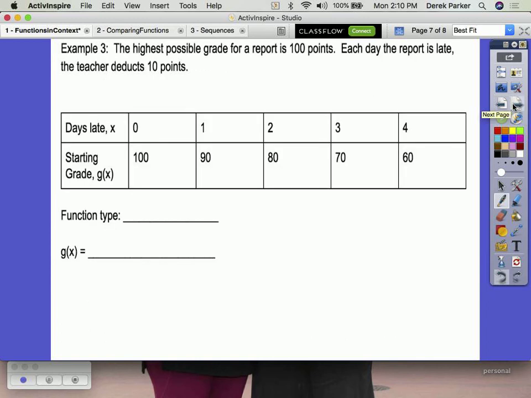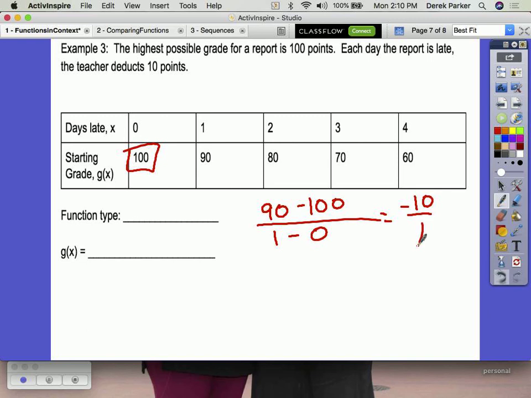Now, example 3. The highest possible grade for a report is 100 points. That's your initial value. Each day the report is late, the teacher deducts 10 points. Now, see if that has a constant rate of change using the rate of change formula. 90 minus 100 over 1 minus 0, negative 10 over 1. I'm going to try another one. 80 minus 90 over 2 minus 1, negative 10 over 1. That means this function is linear.